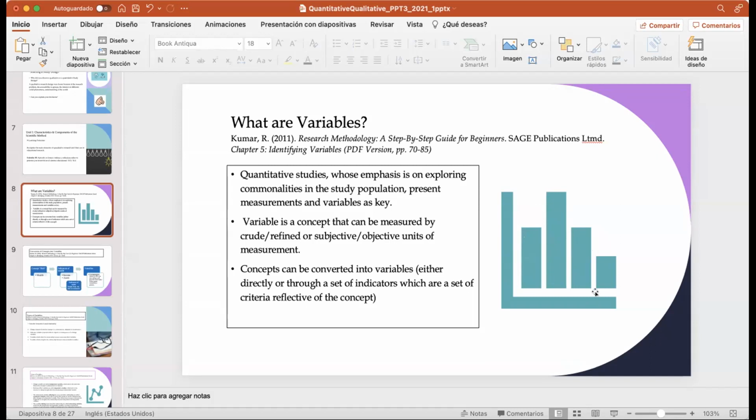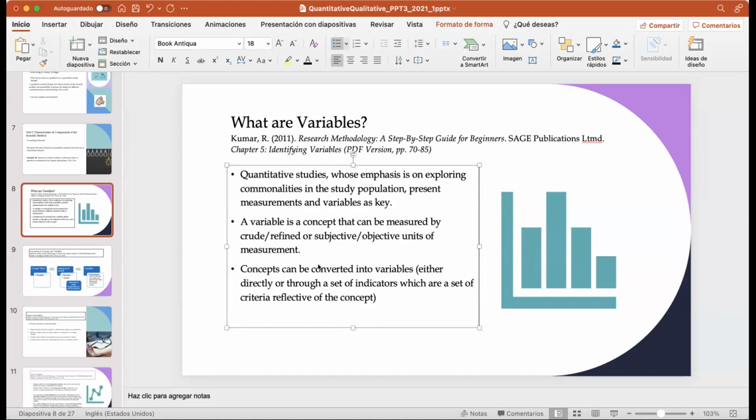And that's why this is a good graphic here. So a variable is a concept that can be measured. Yes, so variables start being concepts, but their particularity is that they can be measured by crude or refined or objective units of measurement. So I need to measure every variable with units of measurement that are objective.